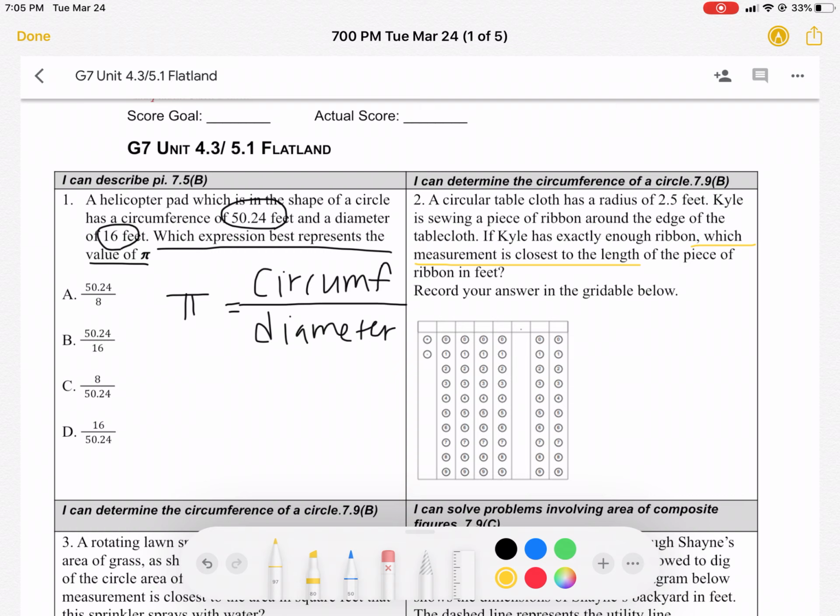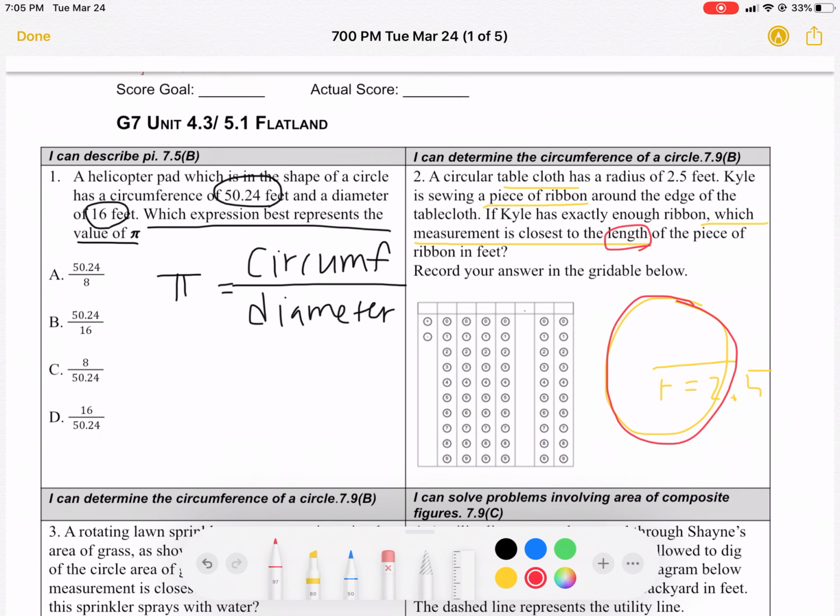So it says circular tablecloth, radius is 2.5. You're going to sew the ribbon around the edge. Also it says which measurement is closest to the length. This is a circumference, guys, not area, and most of you found the area and got that incorrect. I also mentioned that anytime they ask for a distance around, that is going to be the circumference.